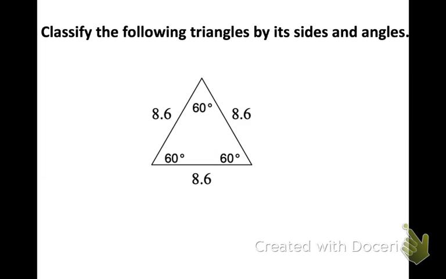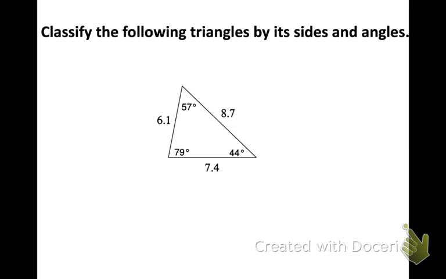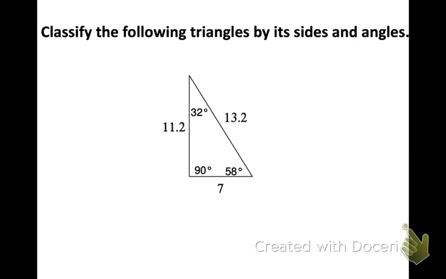I know this is not in your notes, so let's do a quick practice and see if you got it. I have all 3 sides the same, 8.6, 8.6, 8.6. We have equilateral. All 3 angles are 60, 60, 60, so they're all congruent. So that would be equilateral and equiangular. Here, all my sides are different. I have a 6.1, a 7.4, and an 8.7, so that would be scalene. All my angles are less than 90 degrees, so scalene acute.